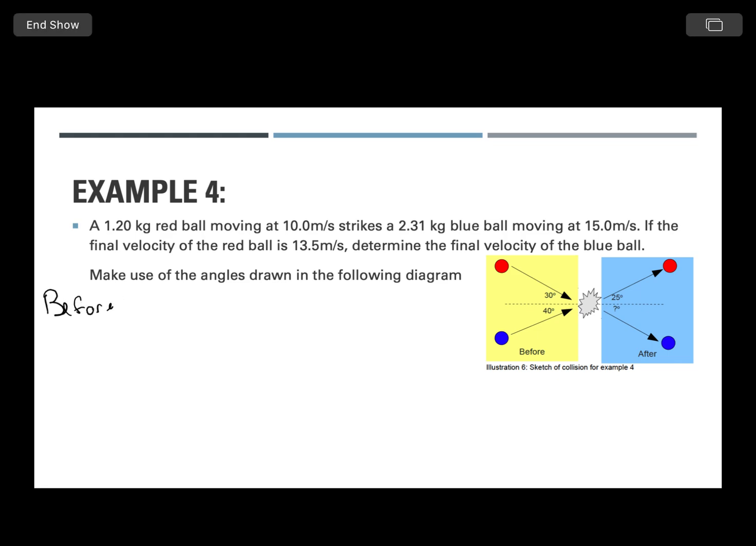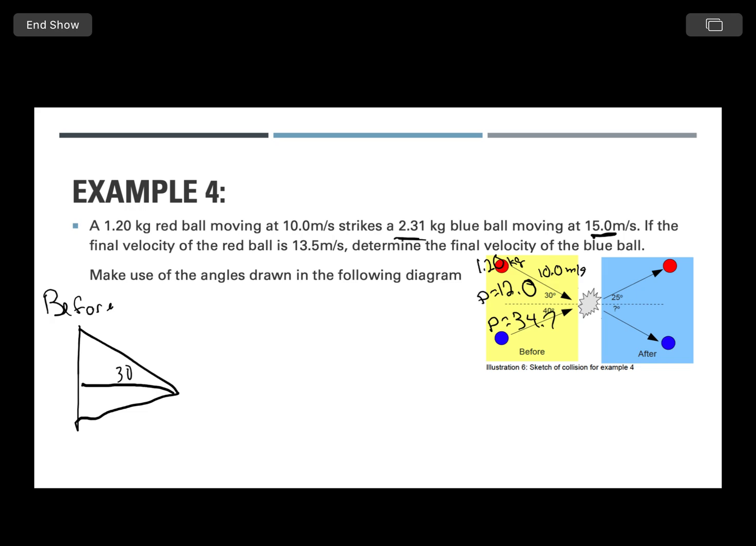So, B4. So here I've got a 1.20 kilograms at 10.0 meters per second, making a total momentum of 12.0. Total momentum here, because of the mass of 2.31 and the speed of 15, my momentum here will be 34.7. Cool.